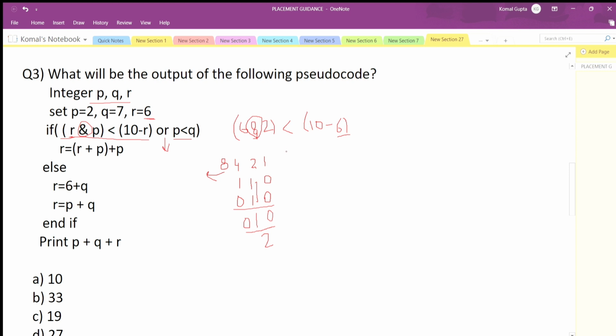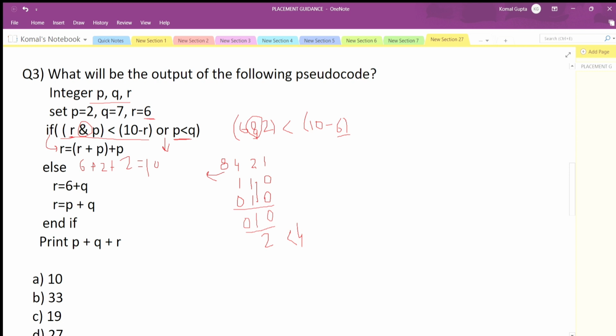Now what it is doing: is 2 less than or equal to 10 minus 6, which is 4? So is 2 less than 4? Yes, true. So it is an OR here, so we need not check the second condition. We will go into this if. So what it is doing, r equals r plus p plus p. What is the value of r? 6 plus the value of p, which is 2, plus 2. So the value of r here will be 10. No need to check the else condition because the condition for the if is true.